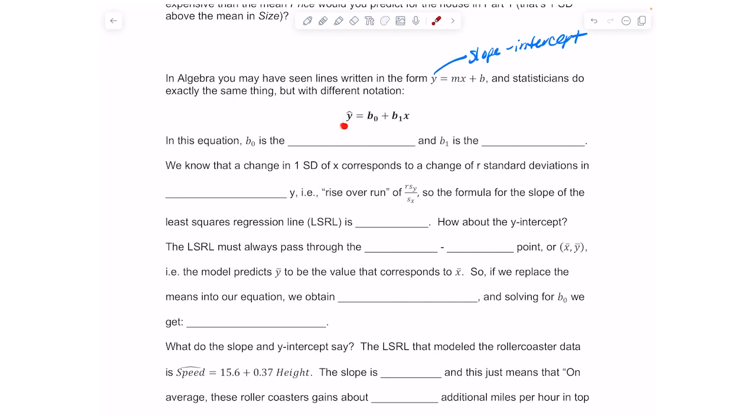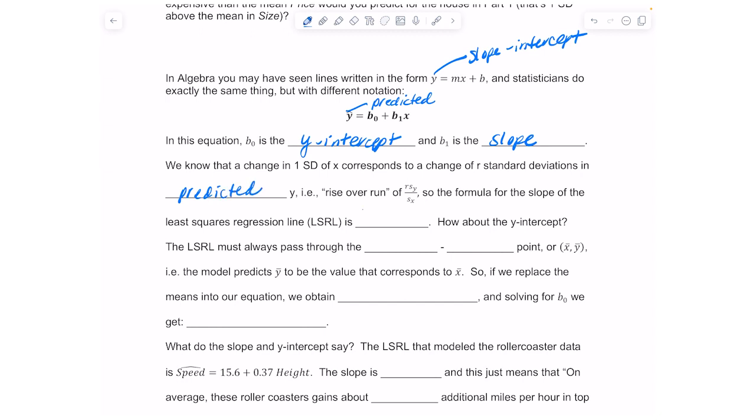So we use y hat, remember that's your predicted y. Anytime we put the little hat on top of variables, it's predicted. y hat equals b0 plus b1x. And b0, b sub 0, is your y-intercept, and b1 is the slope. We know that a change in one standard deviation of x corresponds to a change of r standard deviations in predicted y. Okay, and we talked about that in the last video.